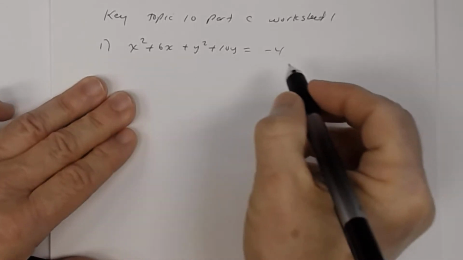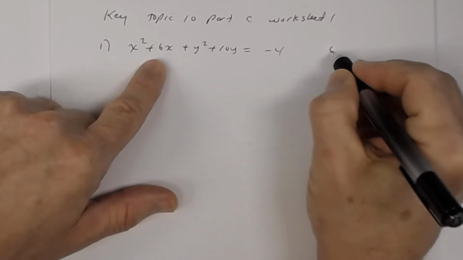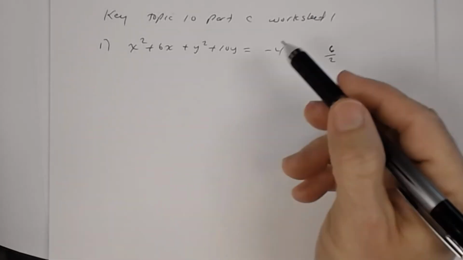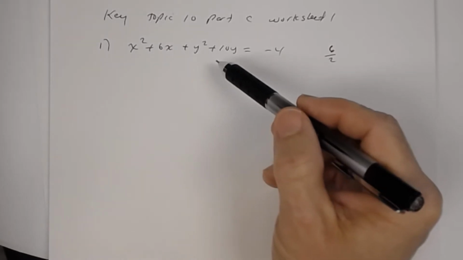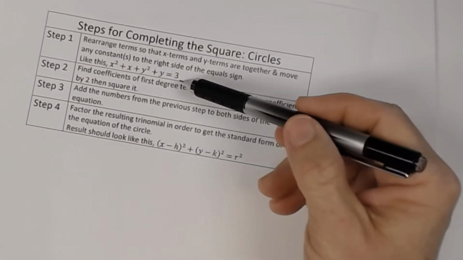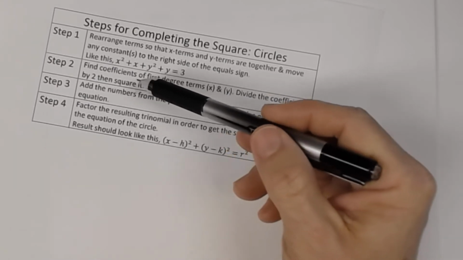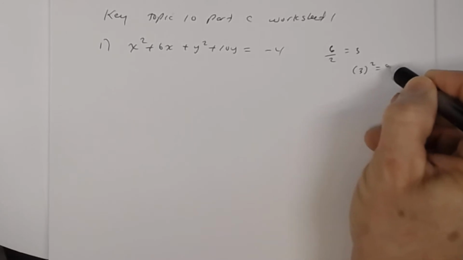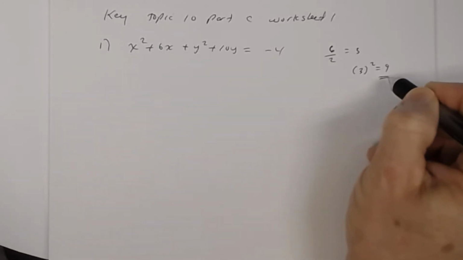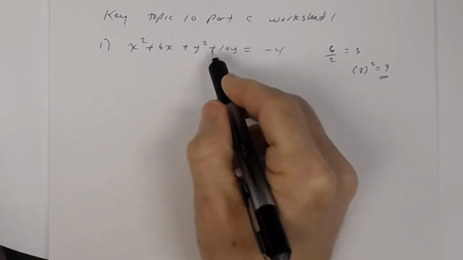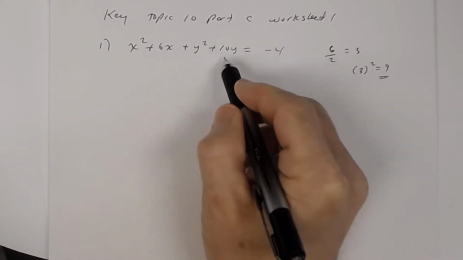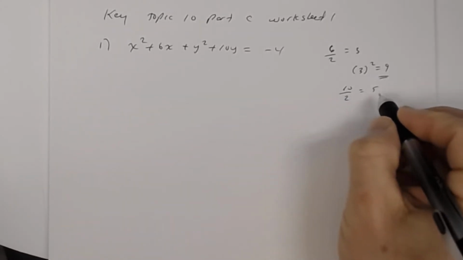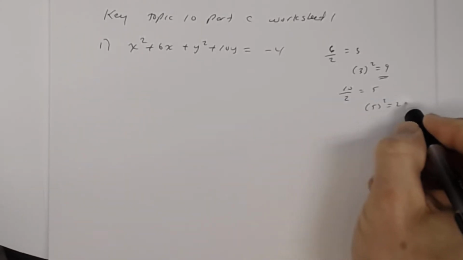So when I take 6 and divide by 2, because that's what we need to do to rewrite this equation in standard form by completing the square, I get 3, and when I square 3, I get 9. We have to remember this 9. Then do the same thing with the y: take the coefficient of y, which is 10, divide it by 2, which is 5, and square that. I get 25.